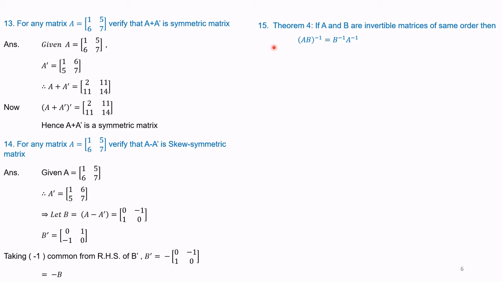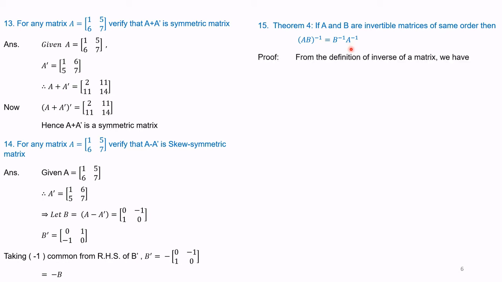Question number 50. It is a theorem. If A and B are invertible matrices of same order, then prove that (AB)^-1 equals B^-1 A^-1. Please remember, (AB)^-1 is the inverse of matrix AB, B^-1 is the inverse of matrix B, and A^-1 is the inverse of matrix A.